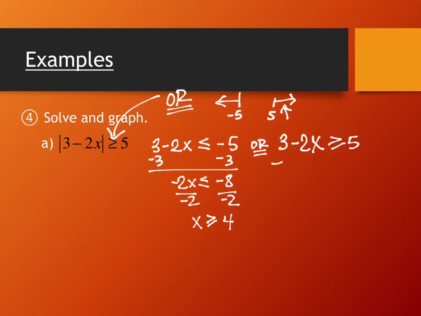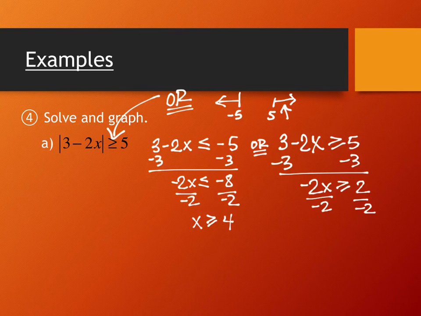The other one, same steps. I subtract my 3, negative 2x. But notice I don't get anything to do with 8 here because it's positive 5 minus 3. I actually get a 2 here. Dividing by negative 2, just like before, I have to switch the direction of my inequality. And 2 divided by negative 2 is negative 1.